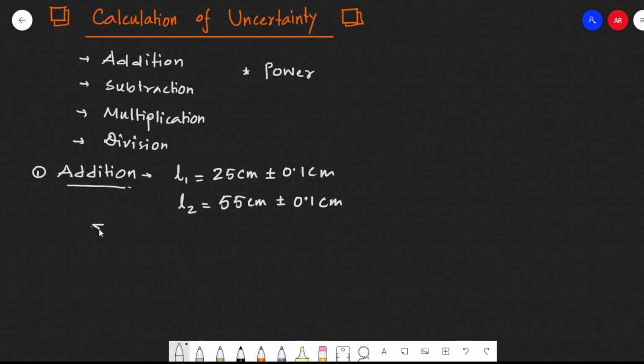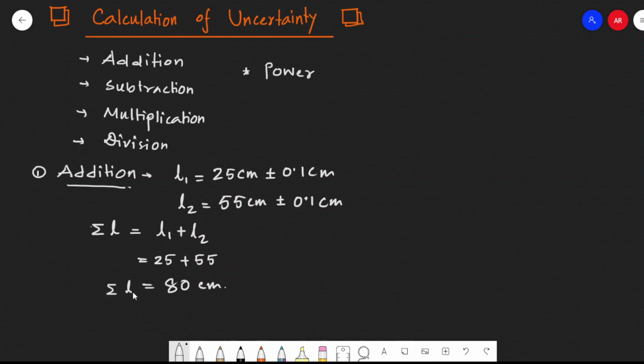So what is the total length of the string? Summation of L. So this is obviously L1 plus L2 to find out the total length. So we are adding these two measured quantities. When we are just adding, we are just using their values, which is 25 and 55. So 25 plus 55 is 80 centimeter right here. This is the total length.